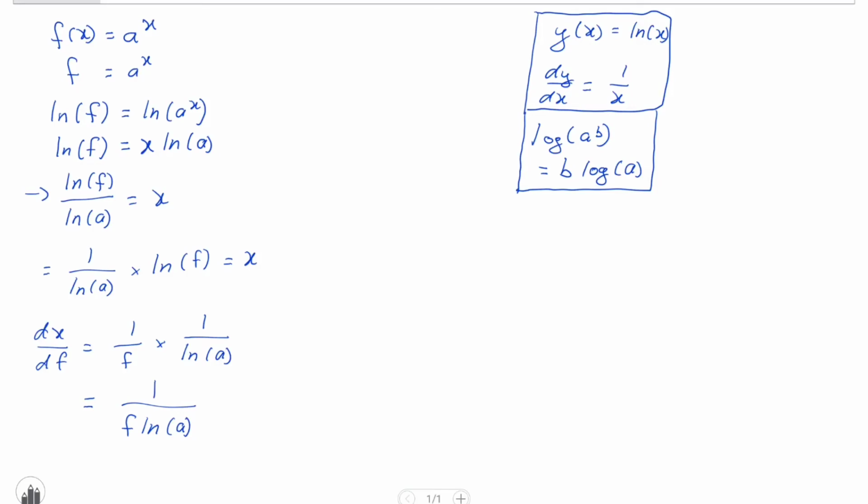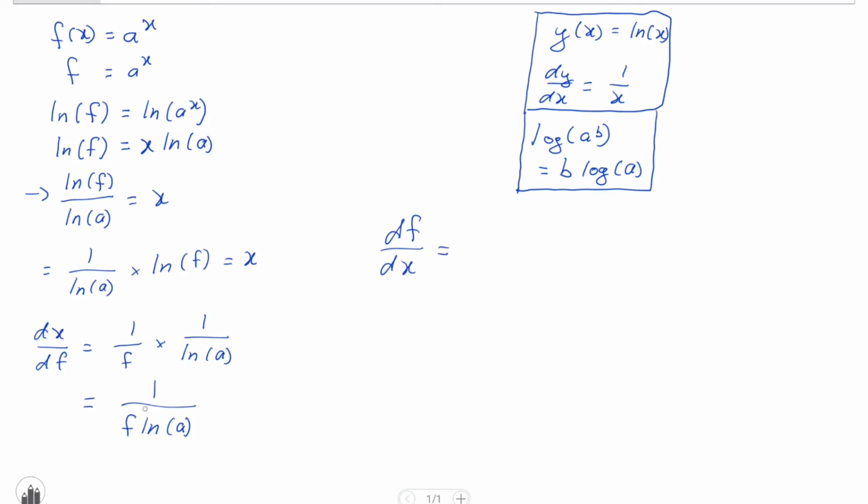And now we can find the reverse. We've got dx df here. What we wanted was df dx. So in this case, we can just treat our Leibniz notation, our derivative, like a fraction, and we want to find the inverse of the whole thing. It seems like cheating a little bit, but from here, what we can find is that df dx is equal to this.